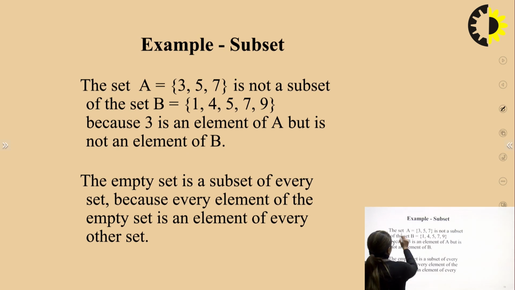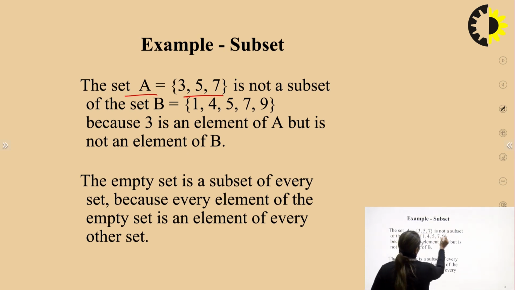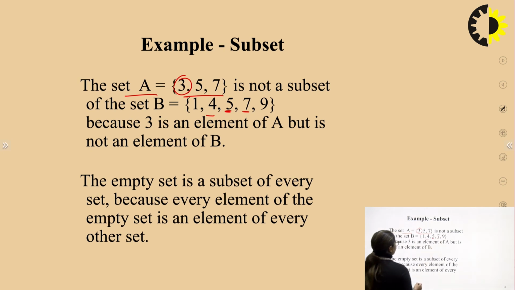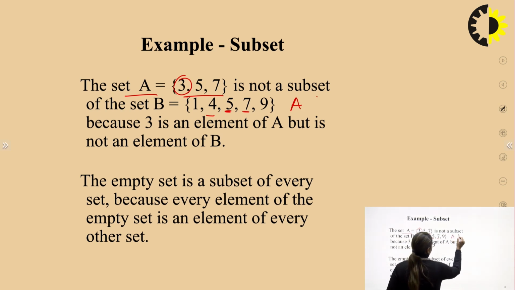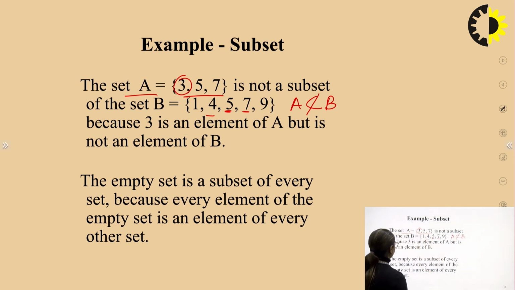Another example: the set A is {3, 5, 7}, which is not a subset because we have 7 and we have 5, but we do not have 3 here. So it cannot be a subset. For a subset, all the elements of the first set should be contained in the second set. So here we cannot say that A is a subset of B, right? Because 3 is an element of A, but it is not an element of B.